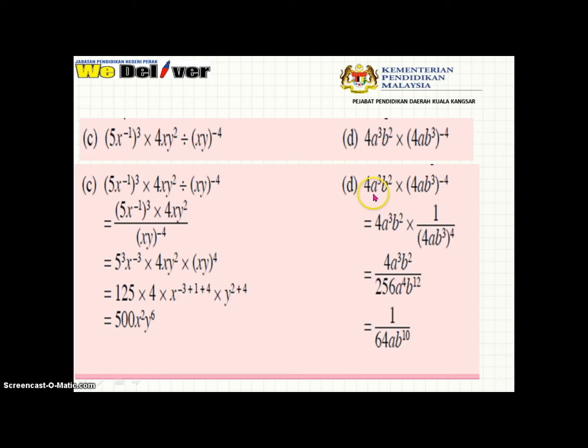Okay, example D. 4a cubed b squared times 4ab cubed to the power of negative 4. So a negative power we can write as a fraction. Okay, and then we expand 4ab cubed to the power of 4. 4 to the power of 4 is 256. So a power 4, b 3 times 4 equals 12, power 12. And then we simplify 4 and 256 is 64. a cubed and a to the 4 simplify is a. b squared and b to the 12 simplify is b to the 10. So we can get the answer 1 over 64 a b power 10.